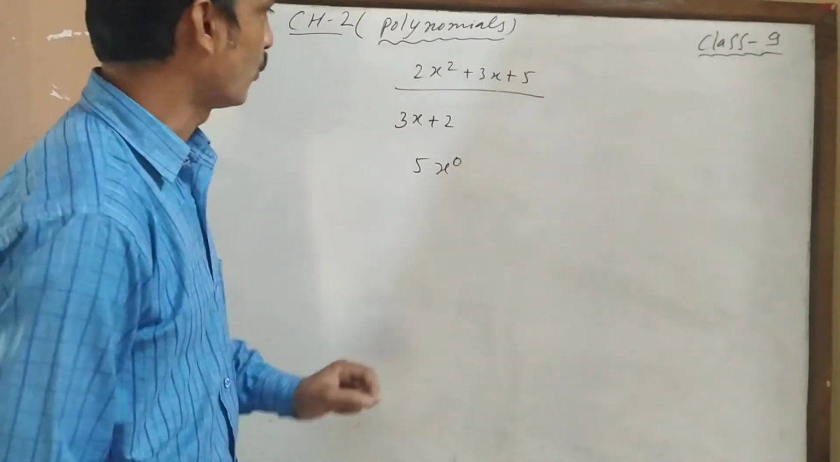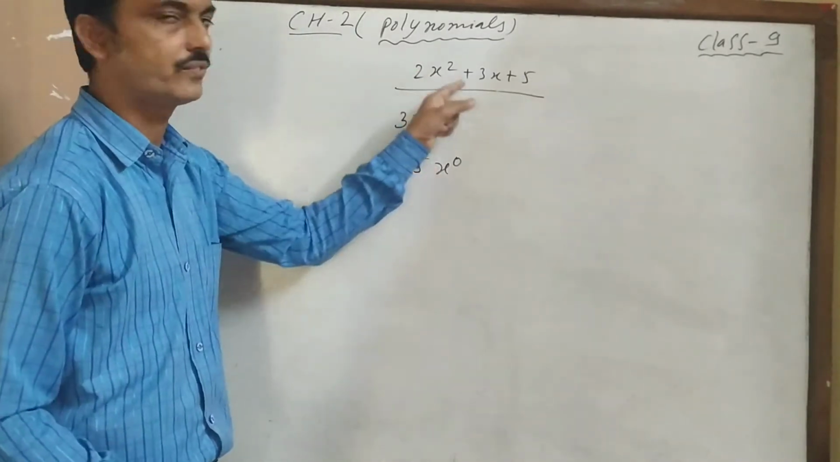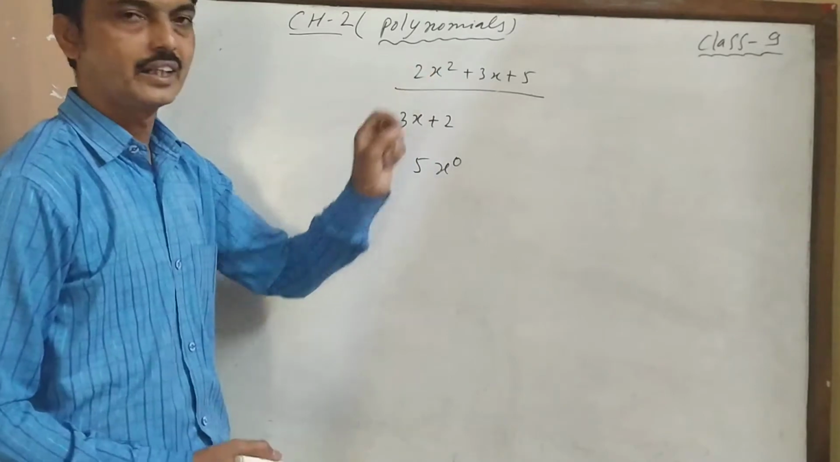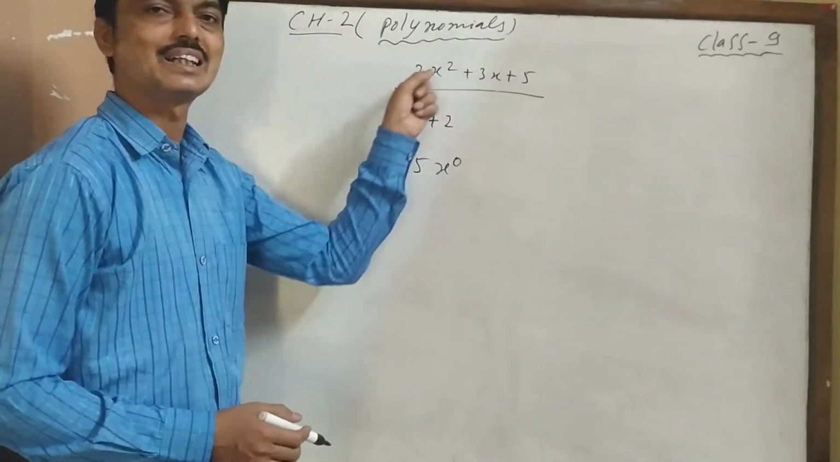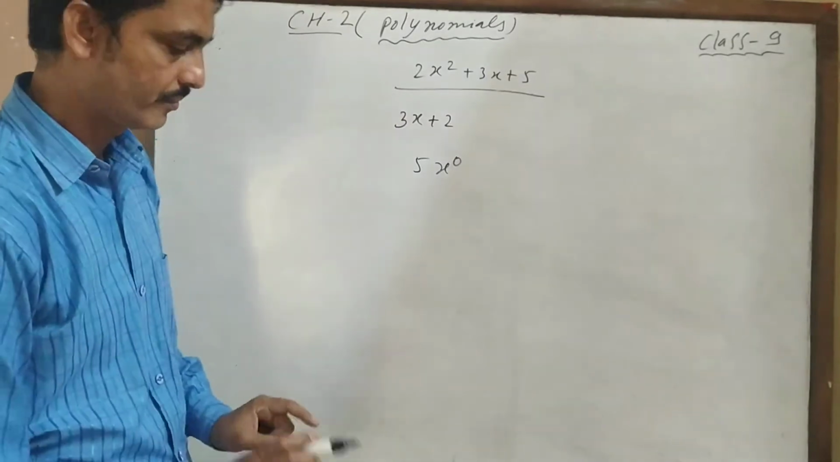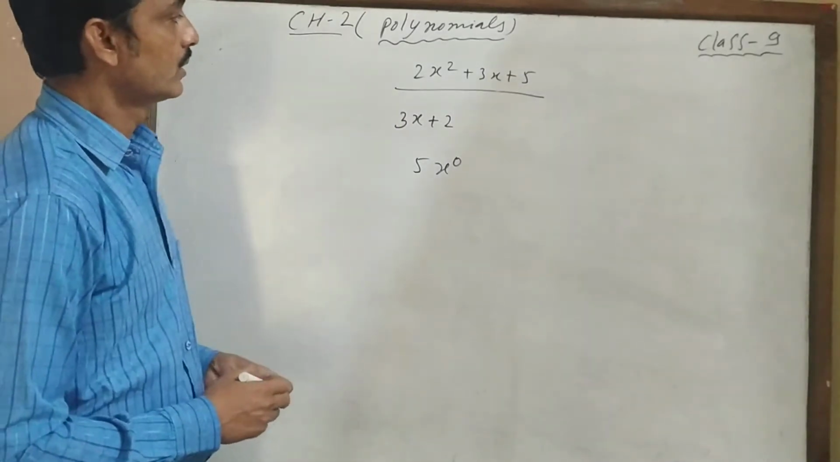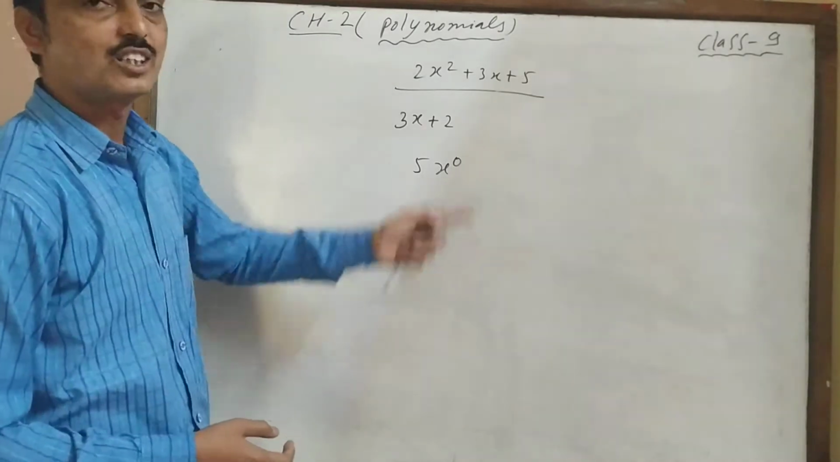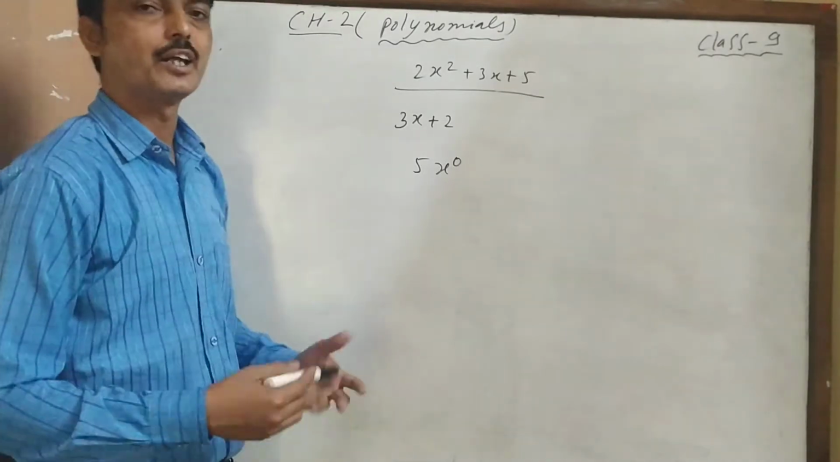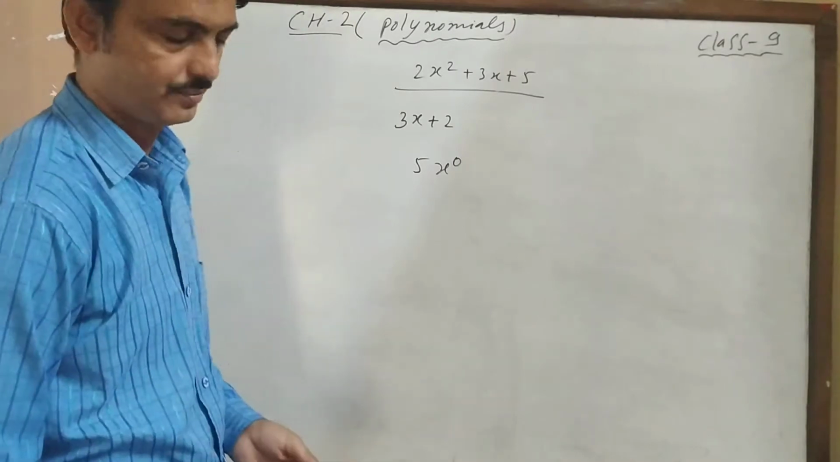Now you understand the meaning of the degree of a polynomial. Degree of a polynomial means the highest power of the variable in it. Understand? Now the next terms are: what is a monomial, what is a binomial, what is a trinomial.